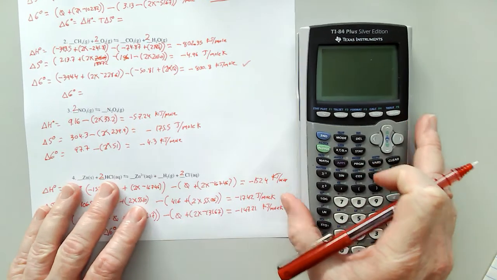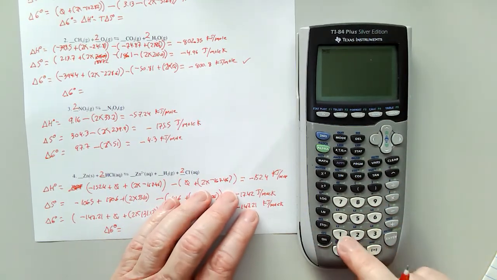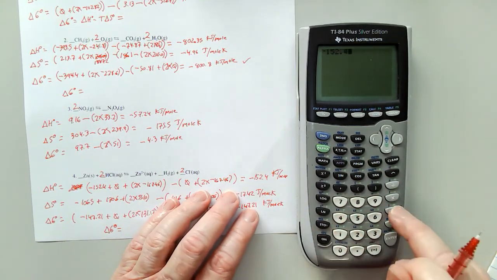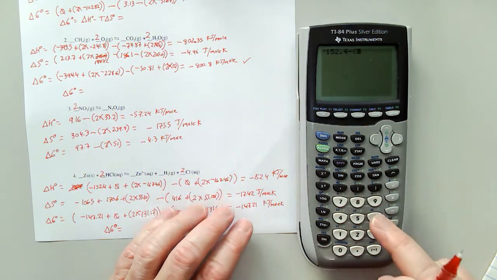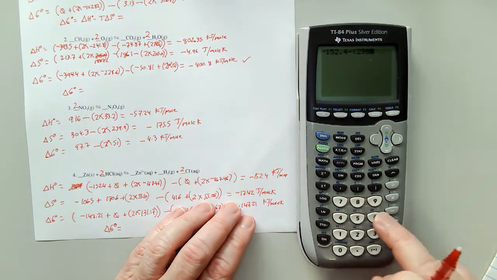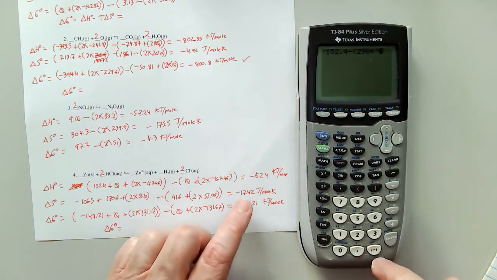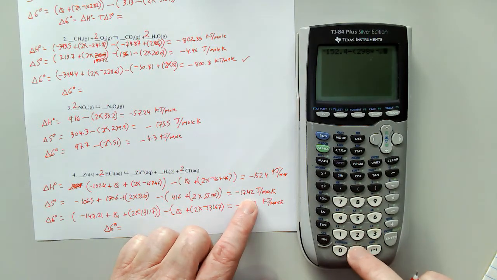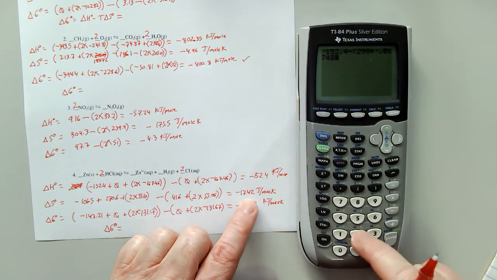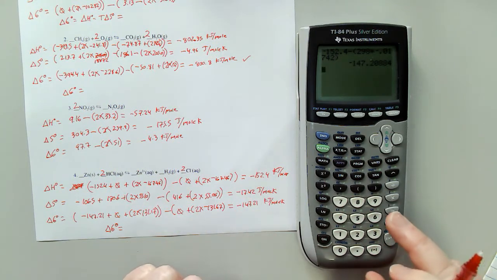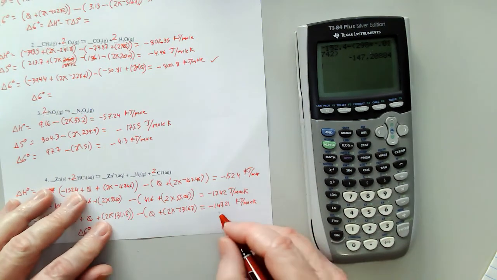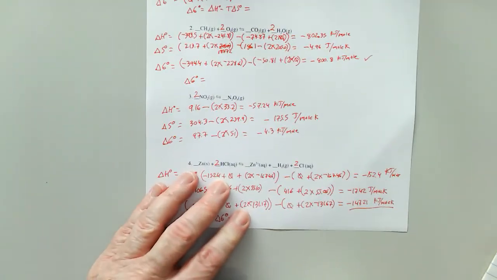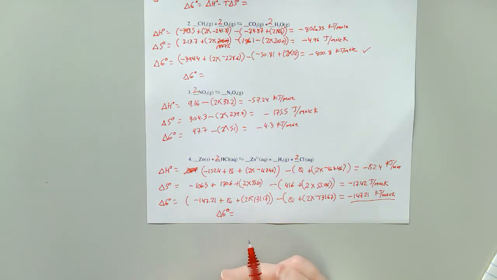All right, so negative 152.4 minus 298 times negative, I'm going to divide that by 1,000, 0.01742, close parentheses, and I'm getting negative 147, which checks out. That's good. All right, so it's not the hardest thing in the world, but it does take some practice, especially getting used to how to put the numbers in your calculator.